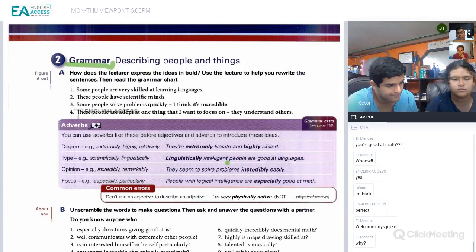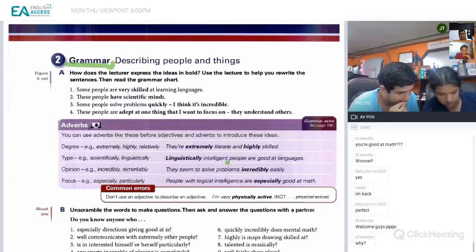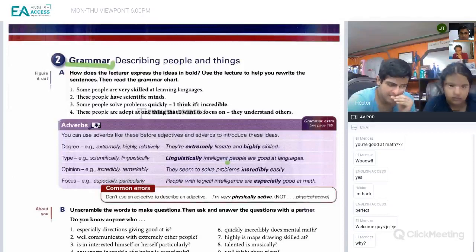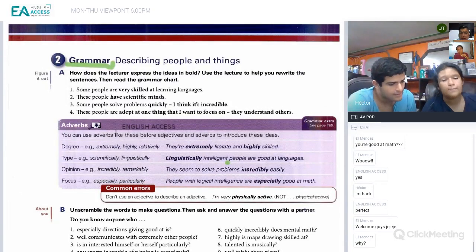Number 4. These people are often adept at understanding others. Adept at understanding others. Yes.